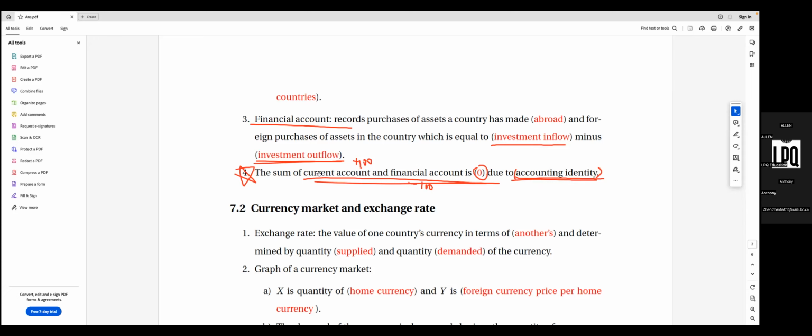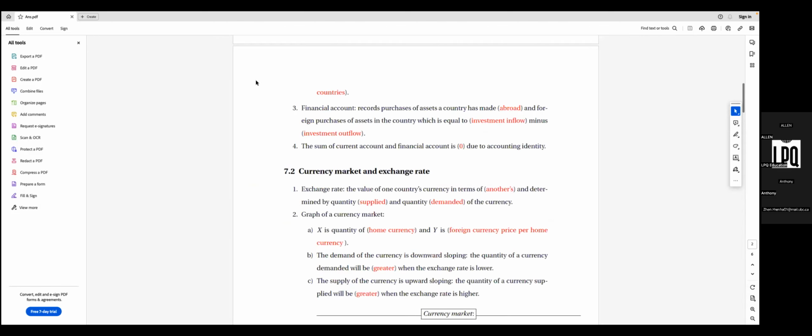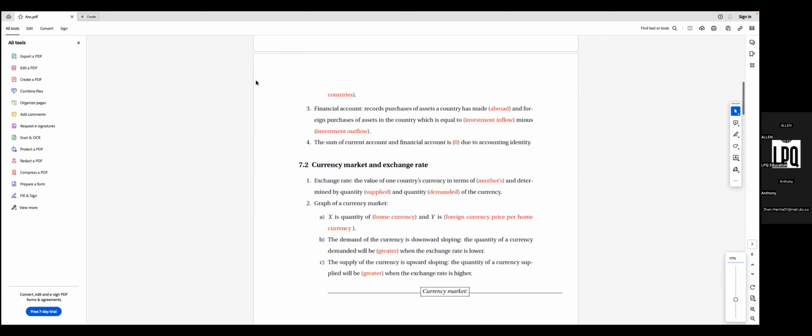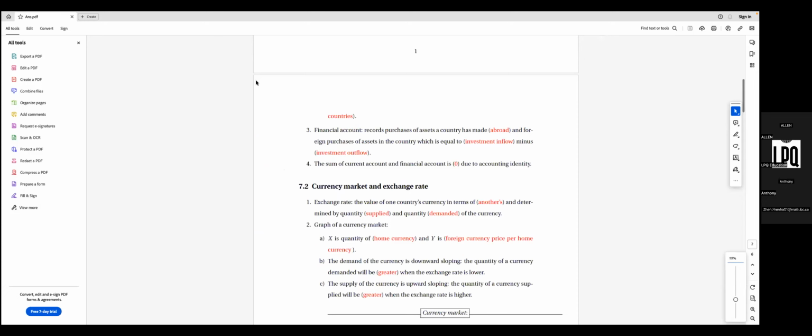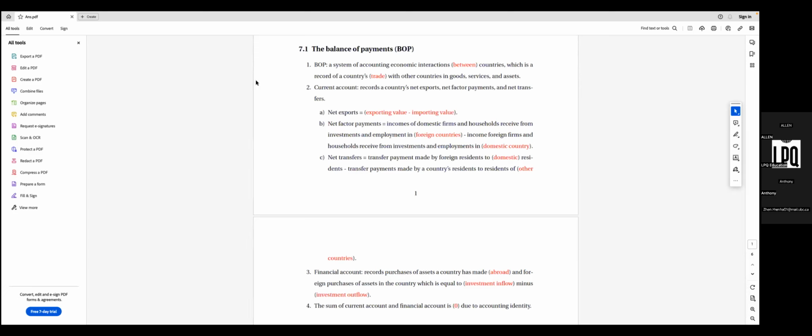So basically, not very hard. We just talked about what kinds of reasons there are why money is leaving from Canada and why some money is flowing to Canada. We just recall these money flows. So this is what BOP is used for.